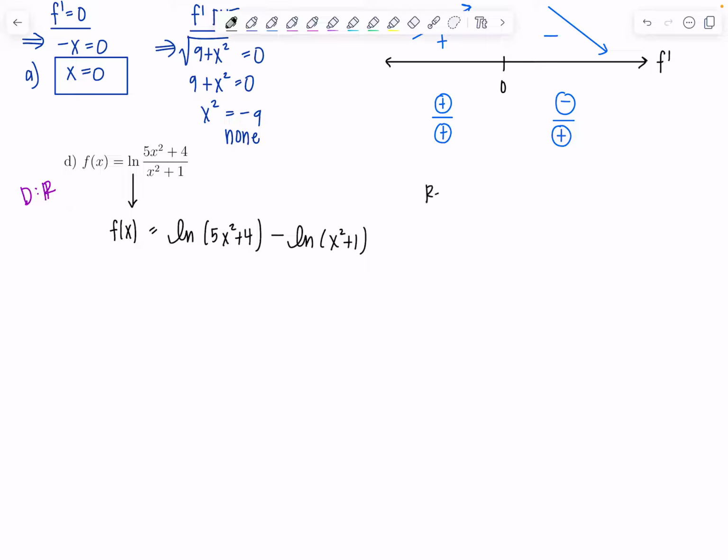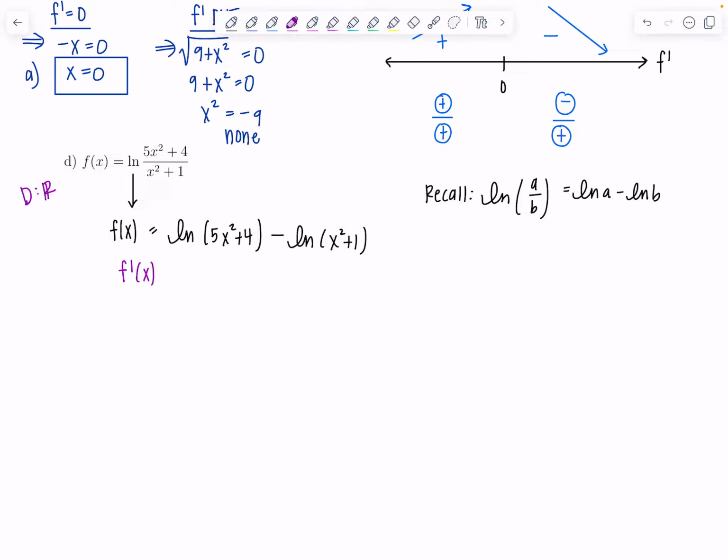So if you'll recall, ln of a divided by b equals ln of a minus ln of b. Okay, now it's going to be much easier to take the derivative because the chain rule is going to be a shorter process. No quotient rule necessary.